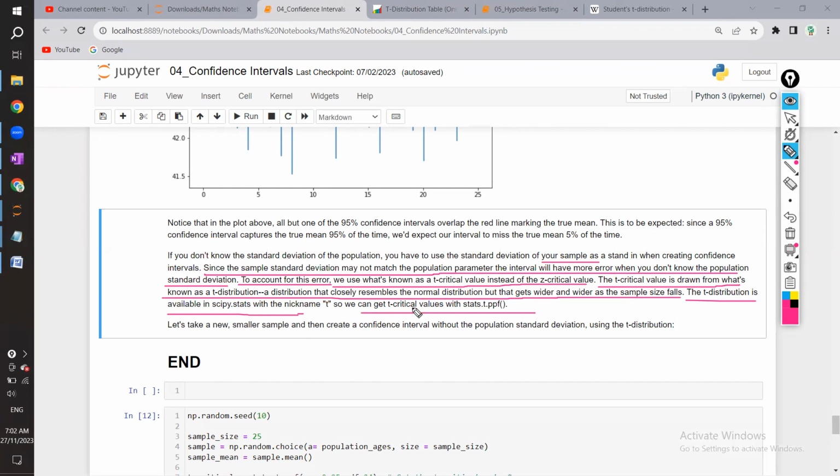See, that's the important point over here. It's also saying the same thing. So in the place of Z critical value, you are going to use T critical value, but the T critical value is drawn from what is known as the T distribution that closely resembles normal distribution. This point is important, let me highlight this. It is saying it gets wider and wider as the sample size falls.